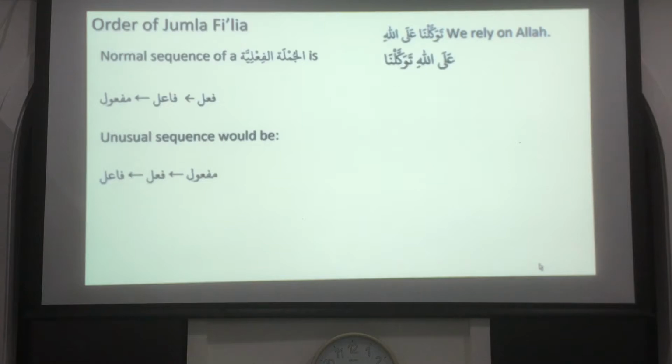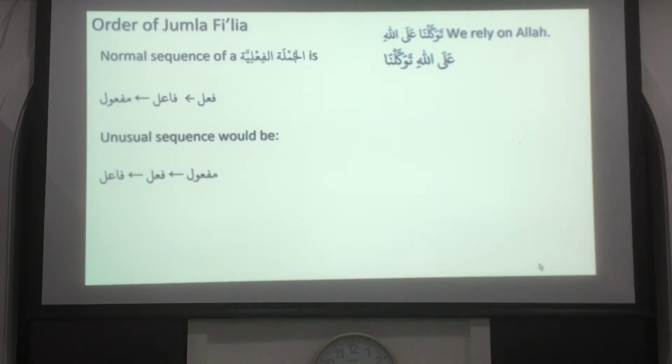But Allah didn't say tawakkalna alallahi. Allah said alallahi tawakkalna. Alallahi, on Allah. So who did you rely on? On Allah. So that's your maful. We're asking the question who, which is maful bihi. Maful bihi came first, and tawakkalna, the file and fail, went after. So this is this construction. So the translation will be what?